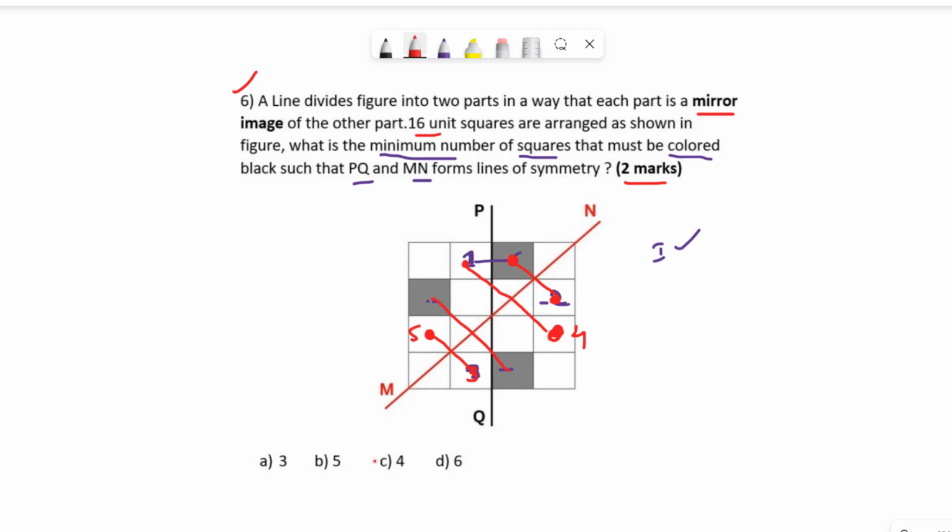So I need a minimum of 5 squares that must be colored black such that PQ and MN form the line of symmetry. So this is also a very simple question that is asked for 2 marks. Okay. Now let's go for the next question.